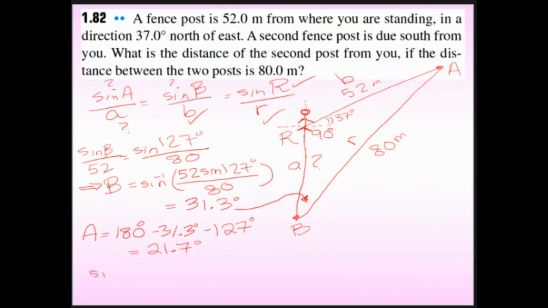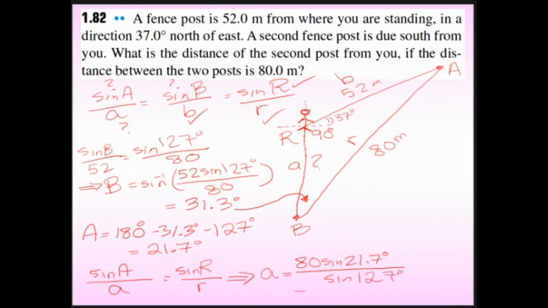Sine A over A equals sine R over R means A will be what? Sorry, what do I need? Oh, I need small a. My bad. A equals what? Crisscross. This times that divided by that. So 80 sine of A, which is sine of 21.7, divided by sine of how much? 127 degrees. What's the final answer?